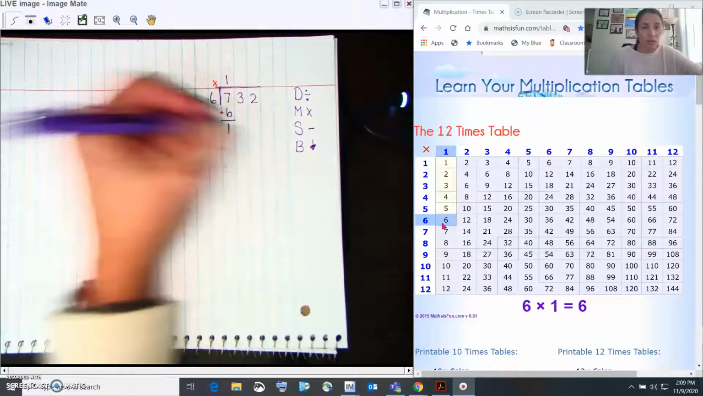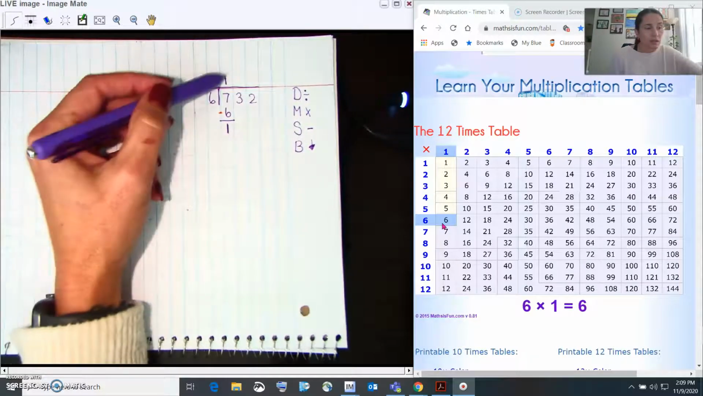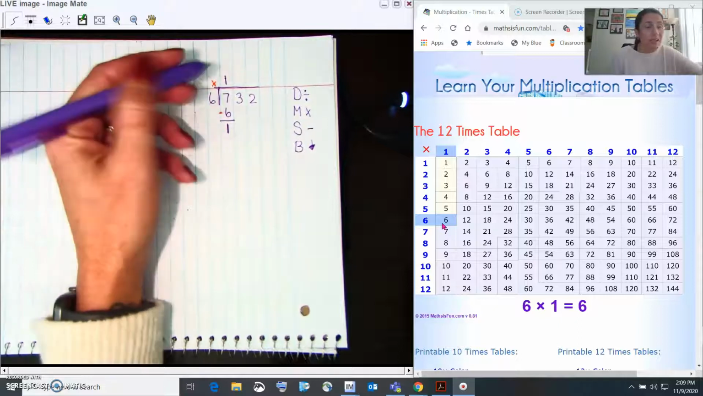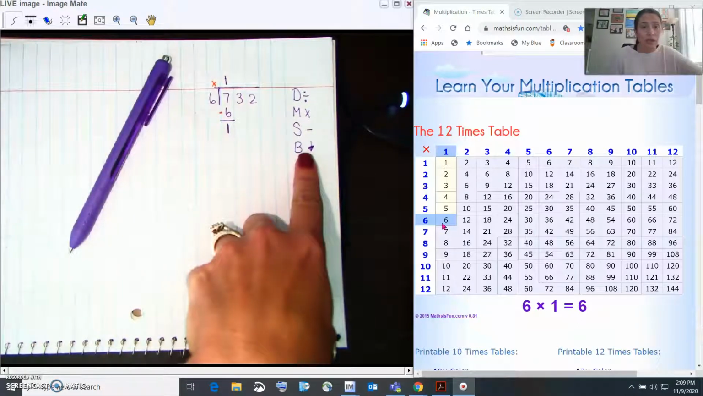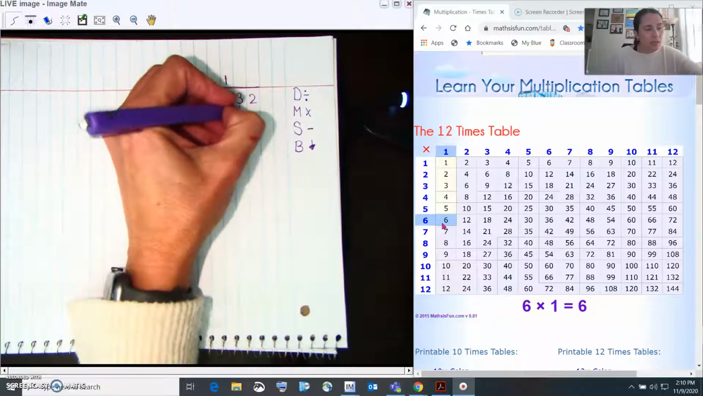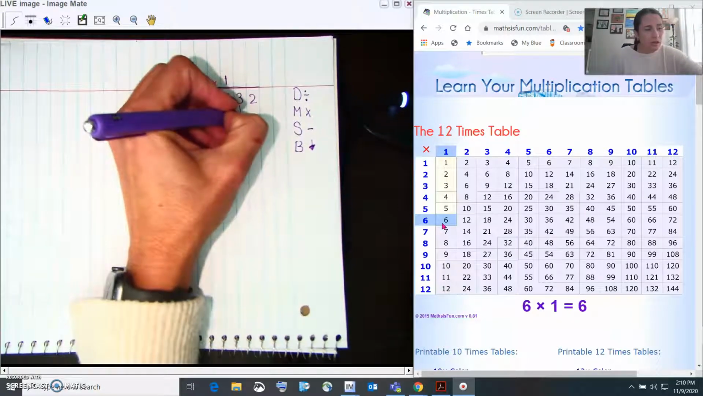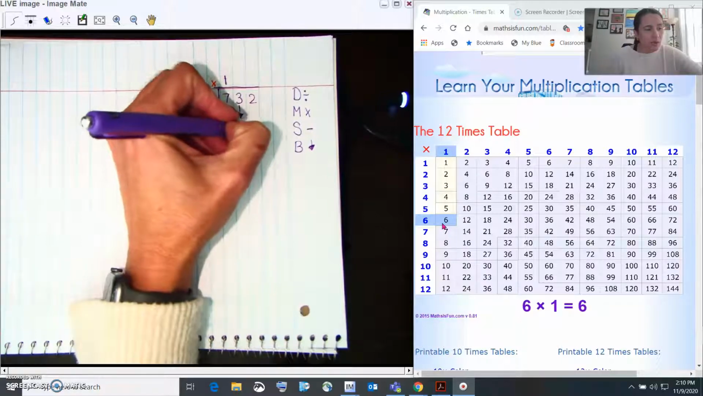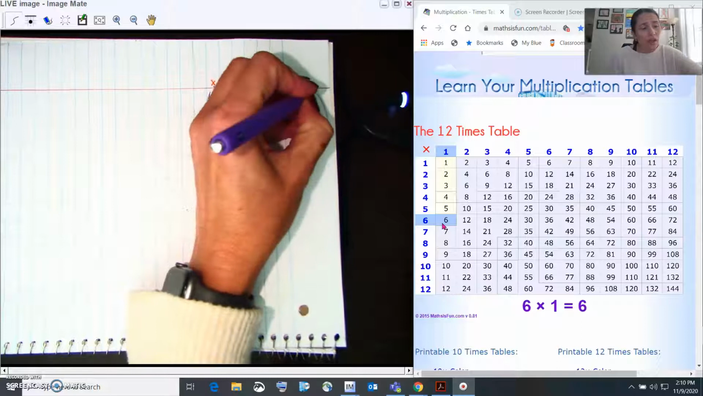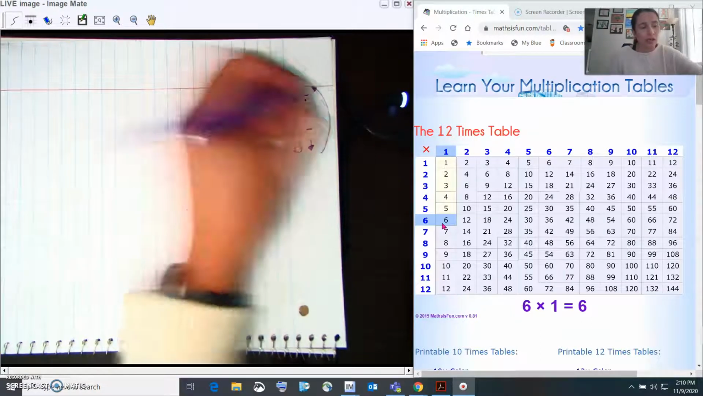So we've just done the hundreds. Okay, so there's 100s that we just took out. Now the next step is bring down. So now we've got to bring down the next number. And that is a 3. Now we start the whole thing again until we can't bring down anymore.